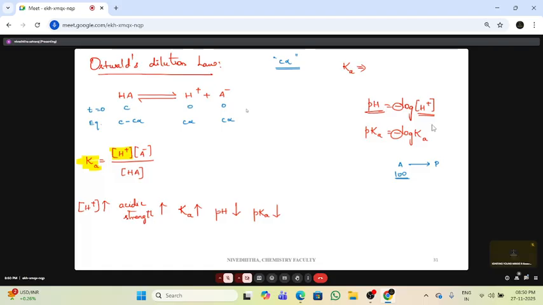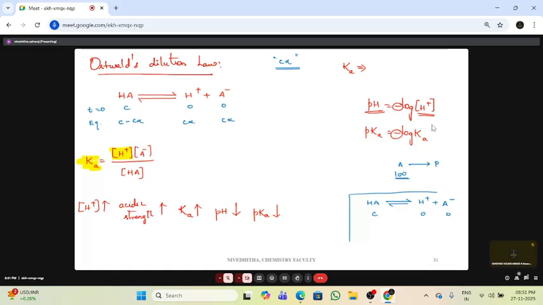Okay. How randomly I told C alpha was involved in the reaction? Randomly I told C alpha was involved, right? But how did the C alpha come? Shall we check? Listen here. See, HA was the initial weak acid. Upon partial dissociation, we end up with H plus ion and A minus ion. And I've taken C concentration. And before dissociation, it will be 0 each.